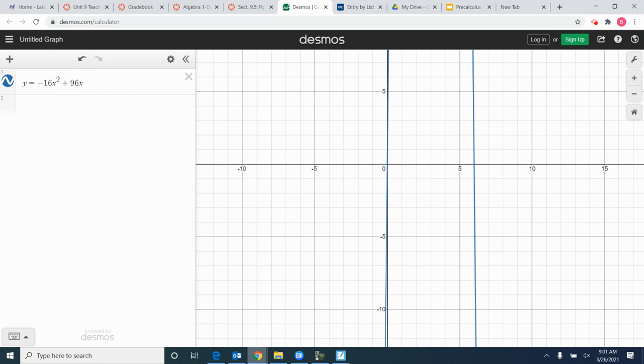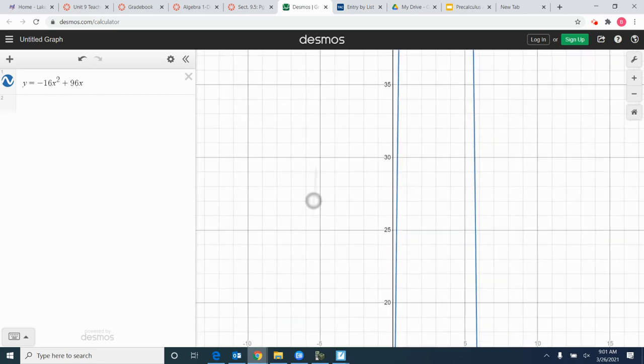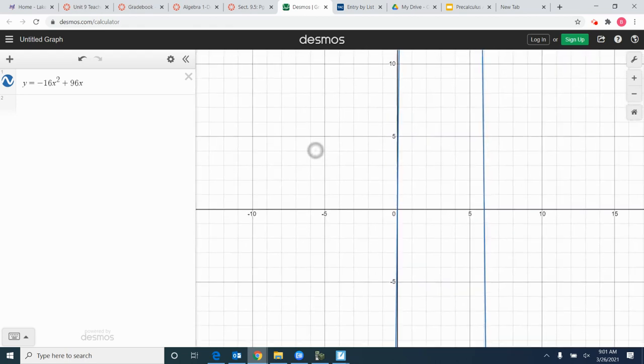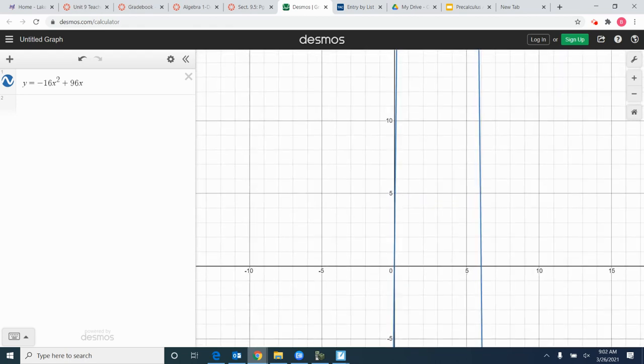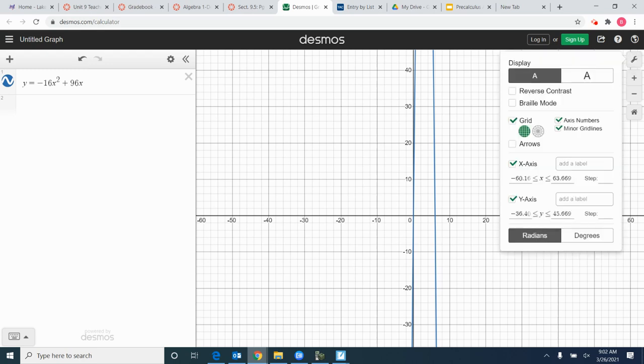Okay, now how high does it go? Now here's the problem. You can either, so that's going to take a while. What'd you get? 144. 144? Yeah. Okay, so trying to think here. I want it to go higher, but I don't want it to go as wide. Let's see, how can I do that? What is this? Grid. All right, x-axis.